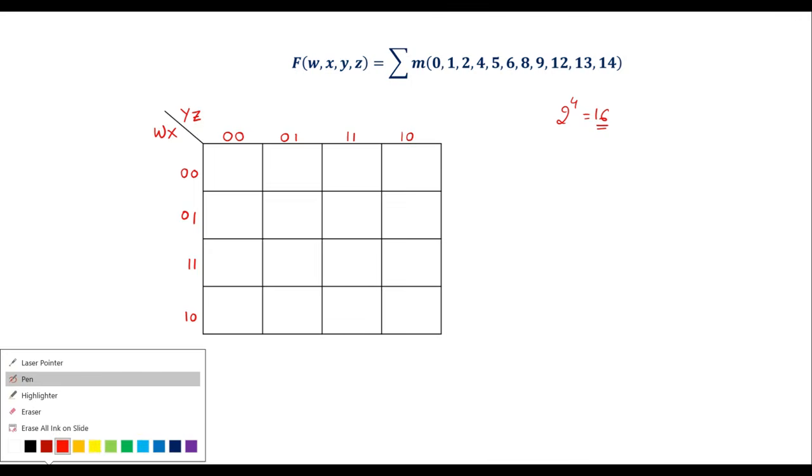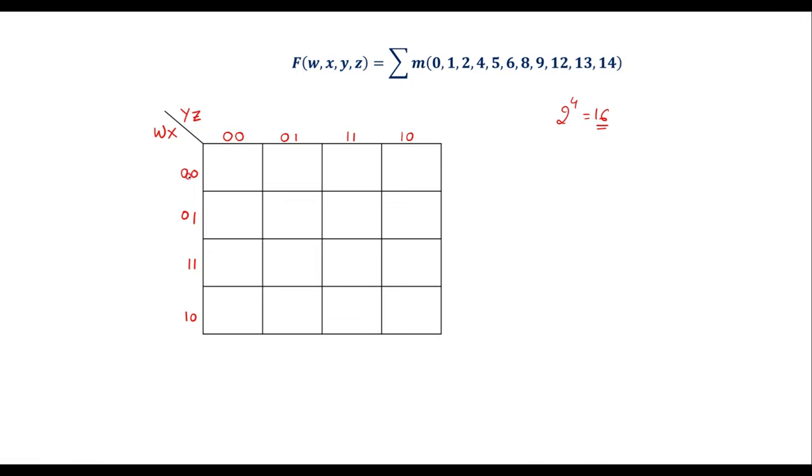Now let me tell you how to write the cell numbers. Here in this cell it is with respect to 0 0 0 0. The cell number is 0. Here this cell number is 1 because 0 0 0 1. 0 0 1 1 means decimal 3. 0 0 1 0 means decimal 2. Similarly here it will be 0 1 0 0, which means it will be 4.